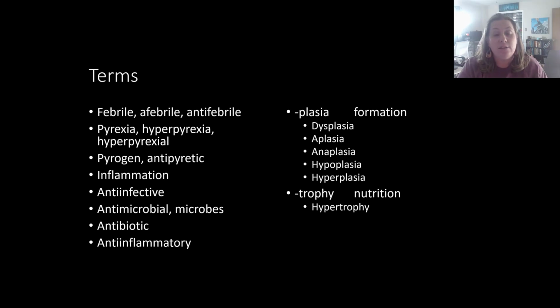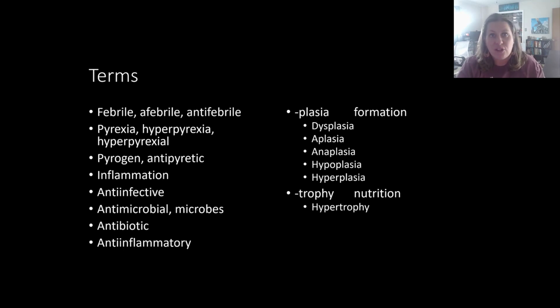So pyrexia is also dealing with body temperature. So a hyperpyrexia is going to be a high body temperature. A pyrogen is something that actually produces a fever, whereas antipyretic is to also get rid of the fever. So these terms all kind of deal with a fever, but in a little bit different ways.